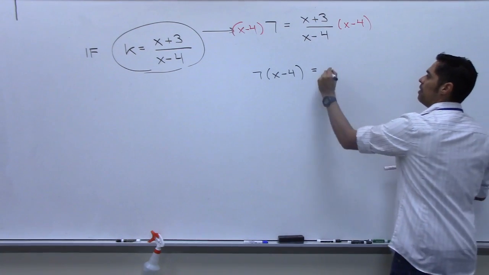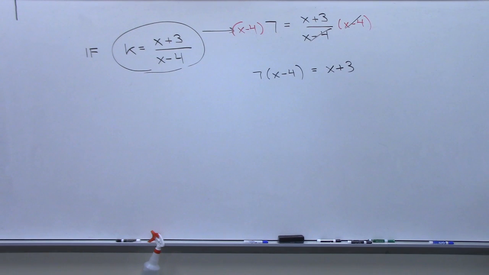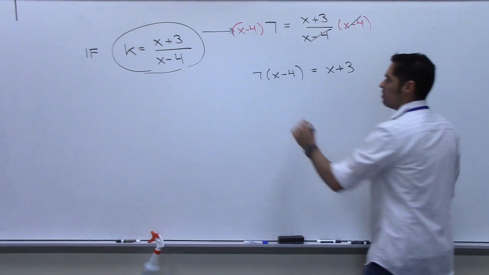I just get x plus 3, right? Because they go away, which is why I did it, right? What type of equation is that? Linear. It's a linear equation in x.